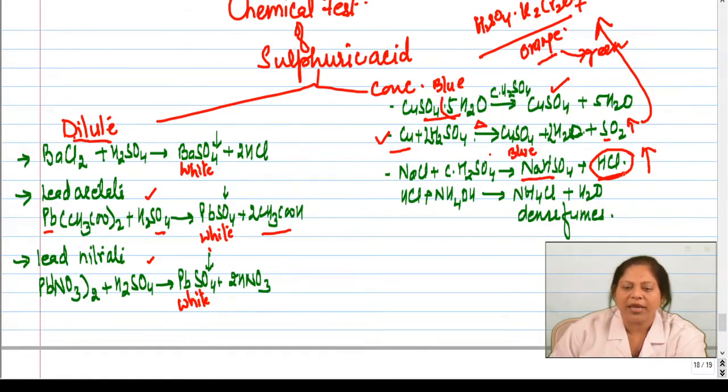Now if you bring a rod dipped in ammonium hydroxide near the mouth of this hydrogen chloride vapor, what will happen? Immediately there will be dense white fumes of ammonium chloride. So this will also confirm that the acid is concentrated sulfuric acid. If you take dilute, the reaction will be different. So will you remember this?